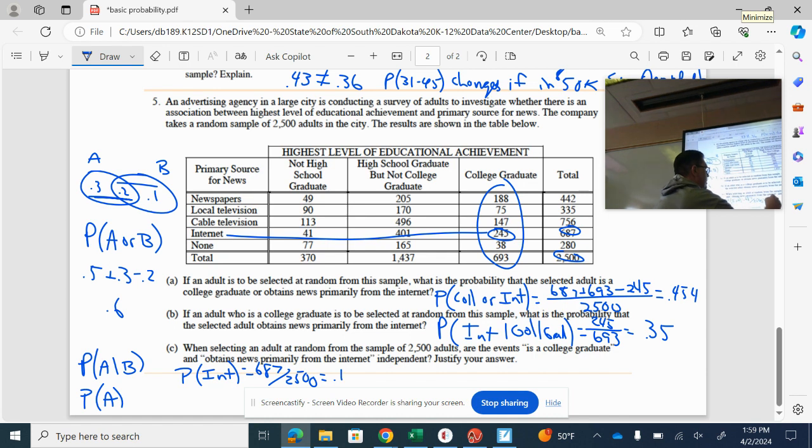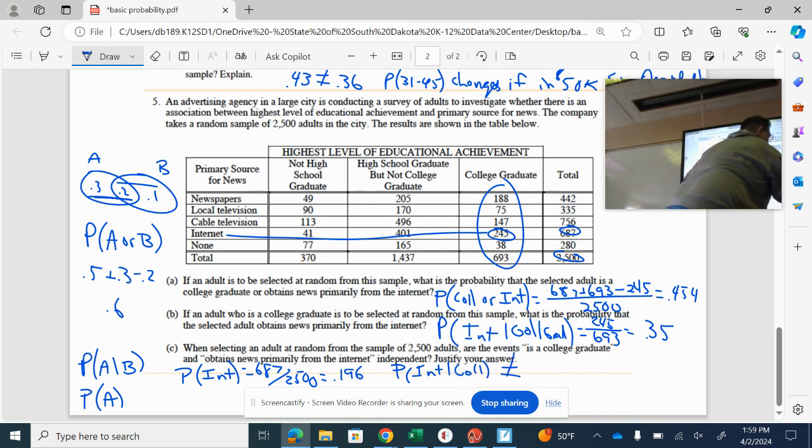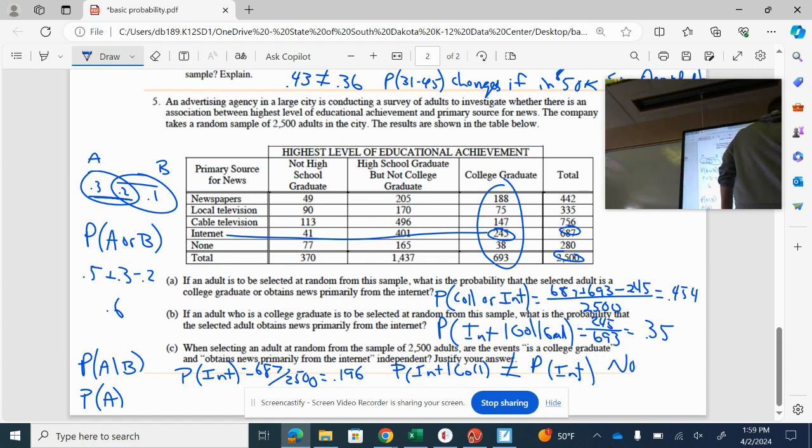So the probability, I got to be careful not to hit that stop sharing button, the probability of internet given college graduate does not equal the probability of internet, because 35 doesn't equal 19.6. So no, they are dependent.